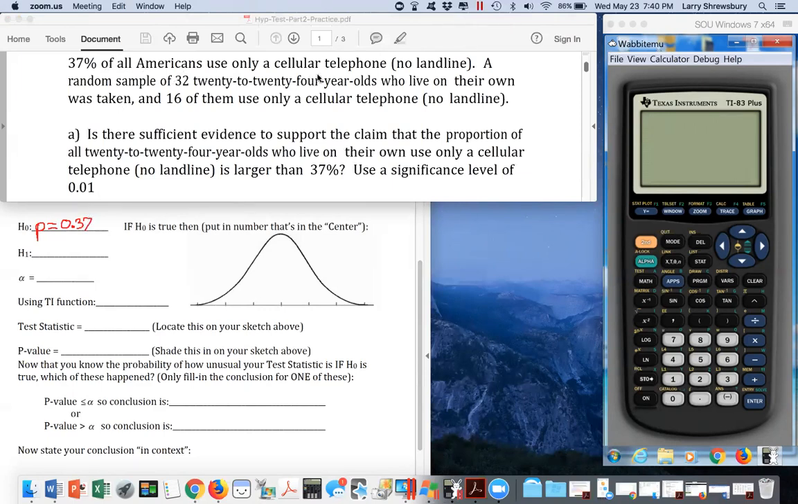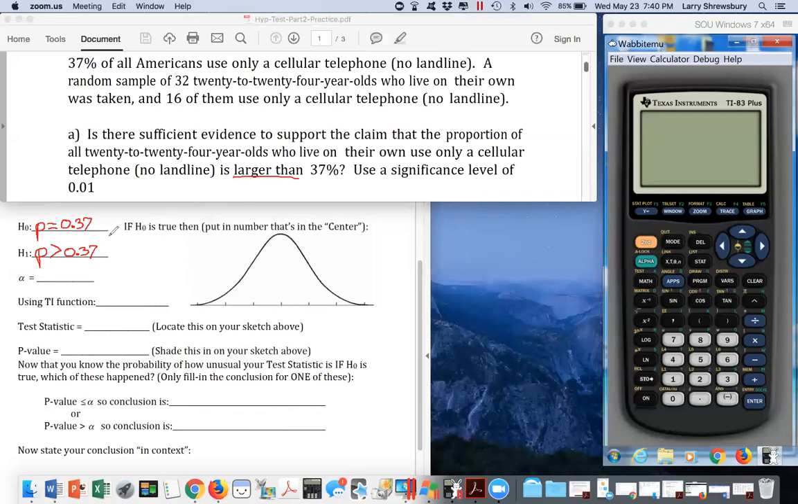What's being claimed up there? Now you got that. Now copy down everything except for the equal sign. That's what you always do in the alternative hypothesis. Just copy down everything except for the equal sign. That makes the alternative pretty easy to do, because all you have to do is figure out which inequality. So read carefully: what is it they're interested in? Larger than 37%. And that's our alternative.